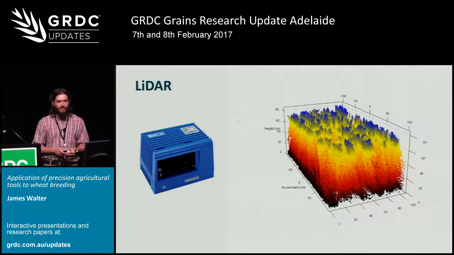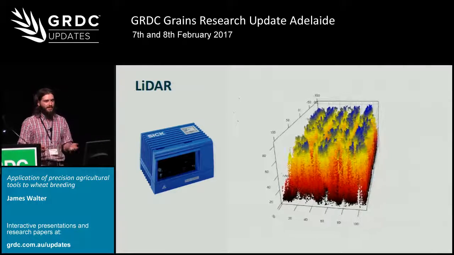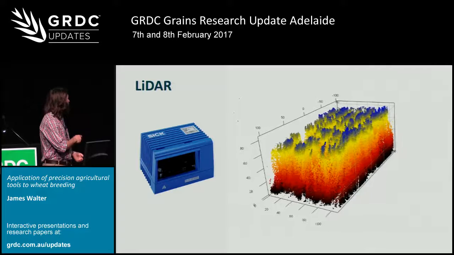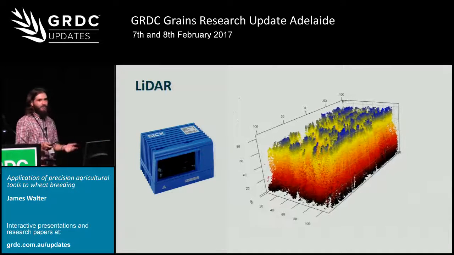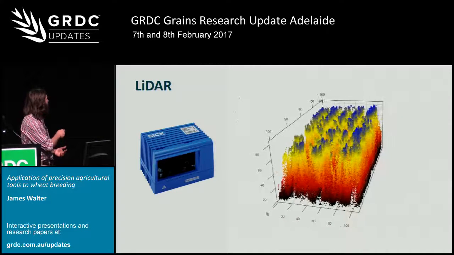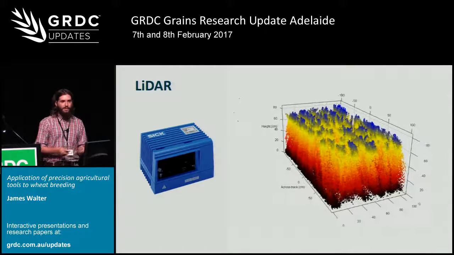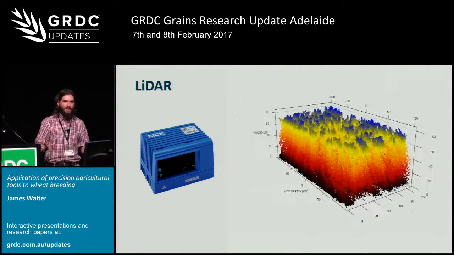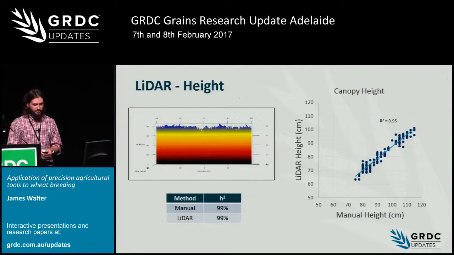Now let's have a look at the LiDAR. So like I said, this is a 3D sensor, it's a laser scanner, and it gives us data that looks like this for each of the plots. So this is just coloured based on height, just to make it a bit more visible. And you can see here the 5 individual rows of wheat within that plot. So that's some pretty cool looking data, and we then have that for each of the plots in our trial. But what can we do with that data?